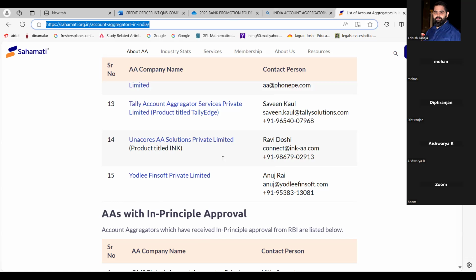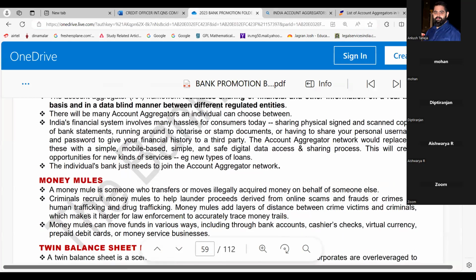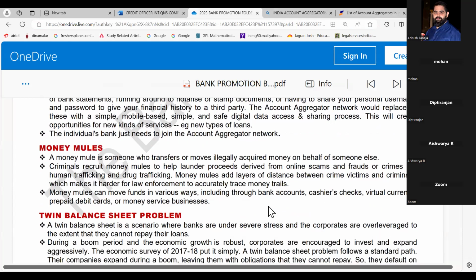Now, where are we? Yeah. Now, this is one question. In one interview, they asked this question, money mules. Ram Manohar, please read this. Who was talking?